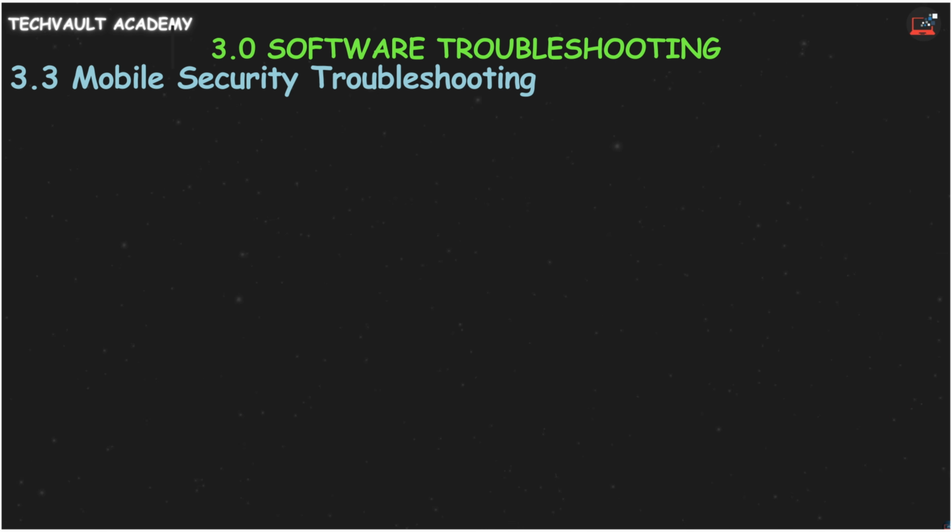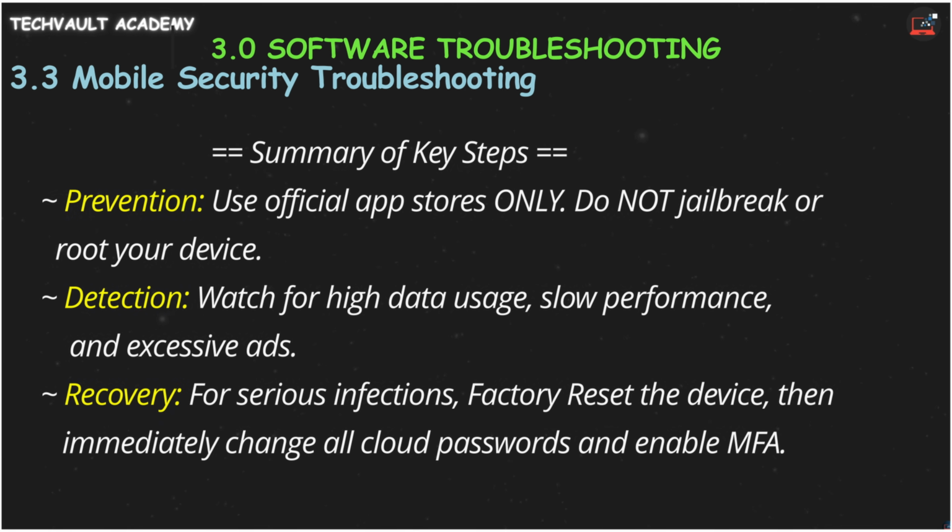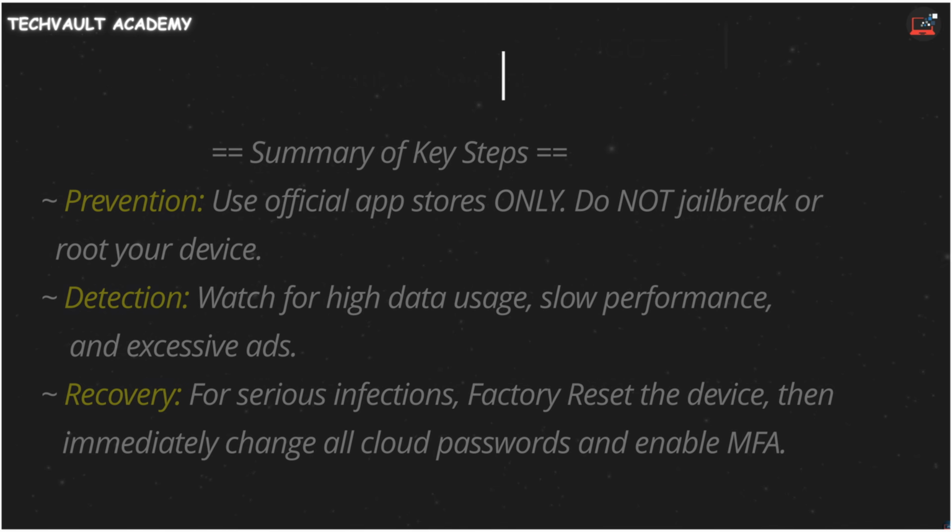To summarize the key ideas, protect your phone by only using official app stores and never jailbreaking or rooting it. Watch for the symptoms of malware, like high data usage and slow performance. And if you suspect a serious infection, back up your essential data, perform a factory reset, and then change all your passwords.